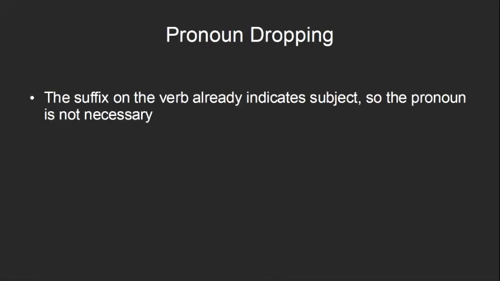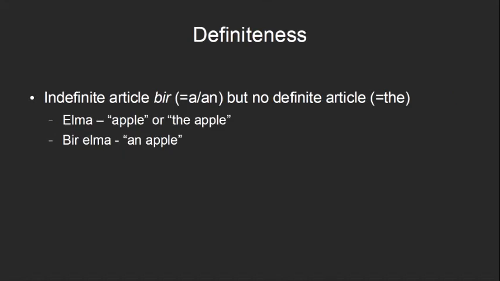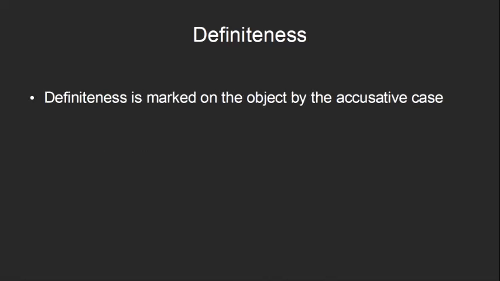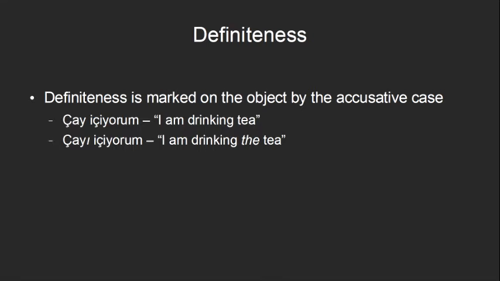Because the suffix of the verb already indicates the subject of the sentence, the pronoun here is not necessary and may be dropped without changing the meaning. So you can say simply çay içiyorum. Turkish has an indefinite article, bir, but no definite article. Definiteness may be marked on the direct object of a sentence only by using the accusative case. So we can change the previous sentence to çayı içiyorum to mean I am drinking the tea.